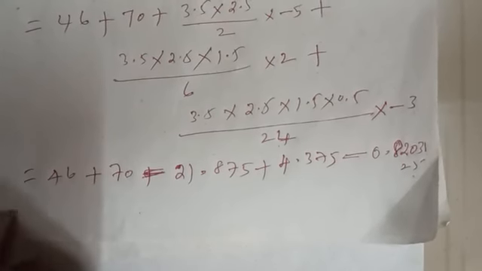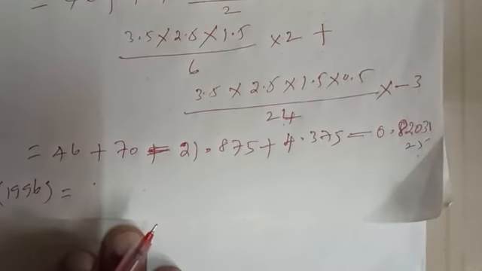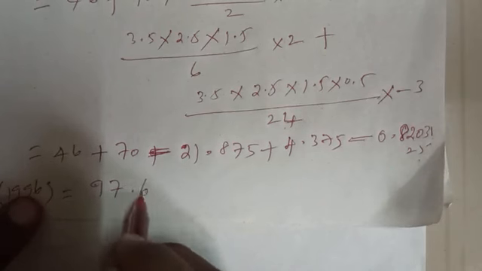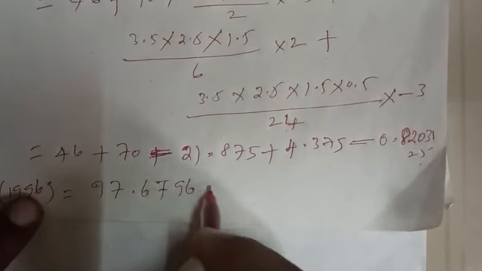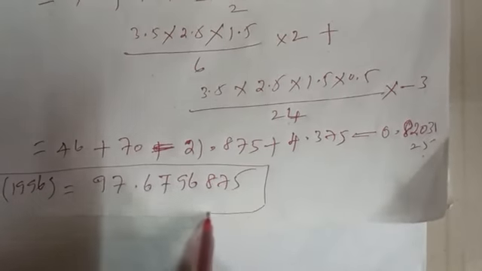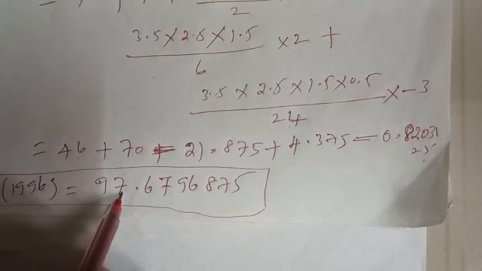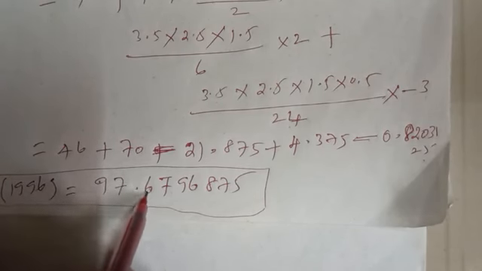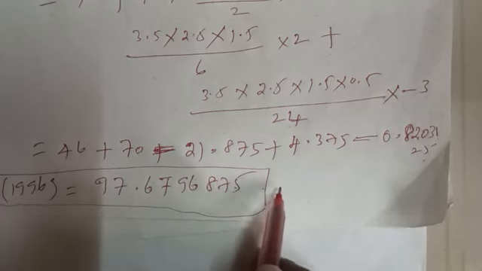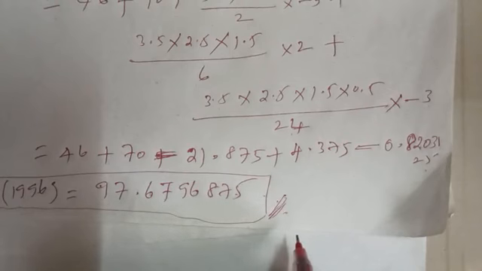y of 1996 is equal to 97.6796875. This is the population in the year 1996, equal to 26.6796875 in thousands, using Newton's forward interpolation.